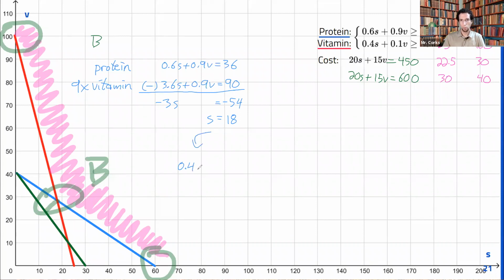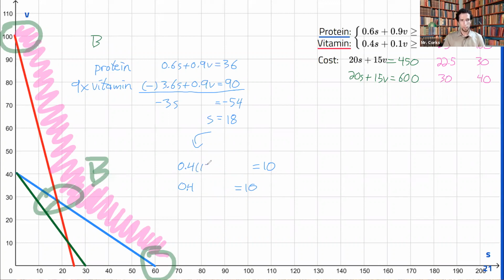And let's take this back into our vitamin one. So 0.4S plus 0.1 times 18 is equal to 10. See if you can work this out faster than me. 0.4S plus 1.8 is equal to 10. Professor, shouldn't we be substituting 18 for the S in the 0.4? For S, yes. Okay, thank you. I could see something was wrong there. I didn't immediately see what.